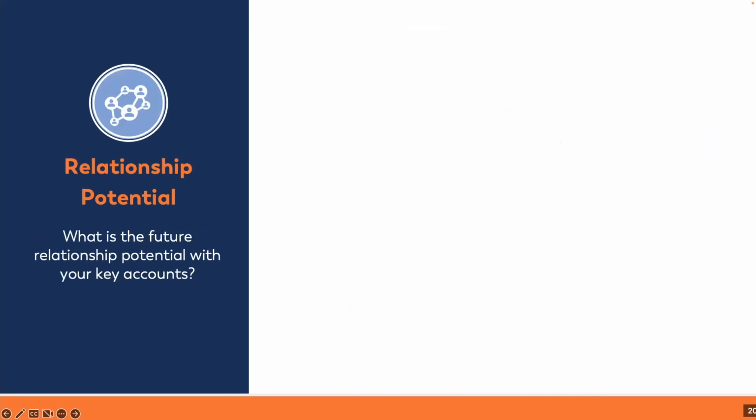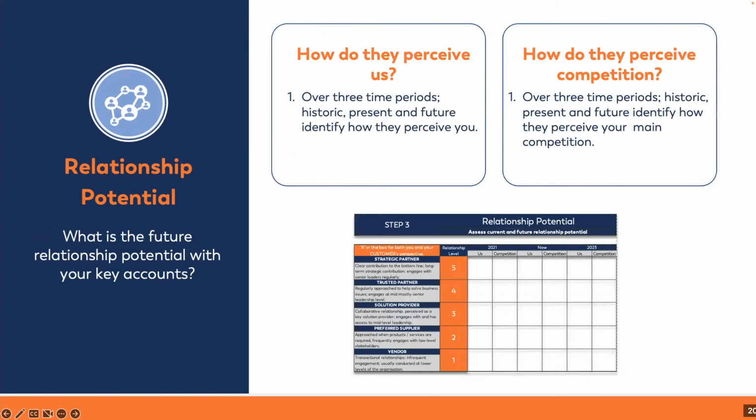And then the final of the three metrics is relationship potential. And for this, again, we go back to the relationship status table that we talked about earlier on. And it all comes down to how they perceive us. And so what we want to do here is over 3 time periods: historic, from whenever, it doesn't really matter, now and forward looking. How do they perceive us? How do they perceive the competition? And just by measuring this, we can get a sense of where they see us and where we can move to, and also what we're facing, what we're up against in terms of how they perceive the competition.